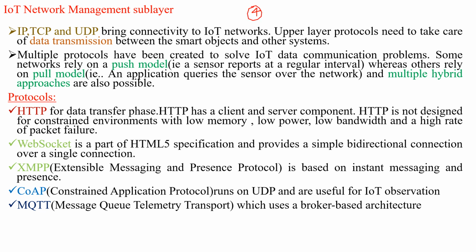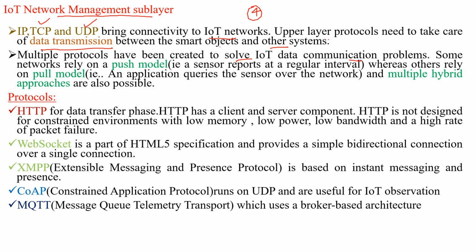The fourth sublayer is called the IoT network management sublayer. So above the network transport sublayer, you have to have an IoT network management sublayer also. IP, TCP and UDP bring connectivity to the IoT networks. These upper layer protocols need to take care of data transmission between the smart objects and other systems. Multiple protocols have been created to solve the IoT data communication problems.